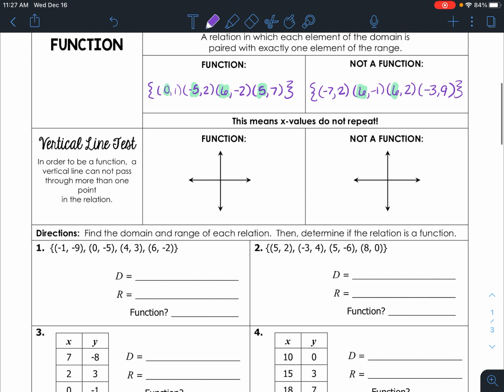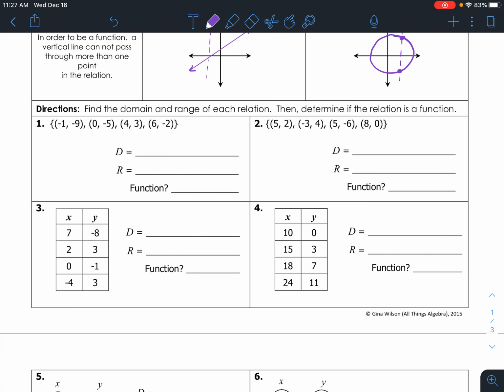Graphically, a function passes a vertical line test. So if, let's say I have this graph here, it's a linear function. If I can draw a vertical line anywhere along this function and it only passes through the graph once, then it's a function. If I look at something like this, let's say I have a circle and I draw a vertical line, it passes through this graph twice. So that is not a function.